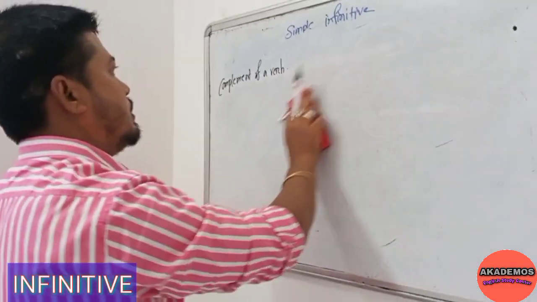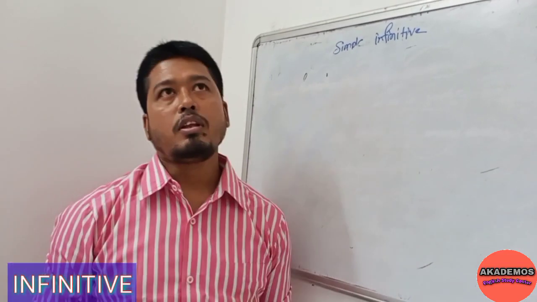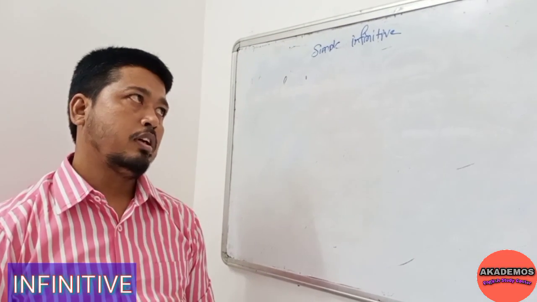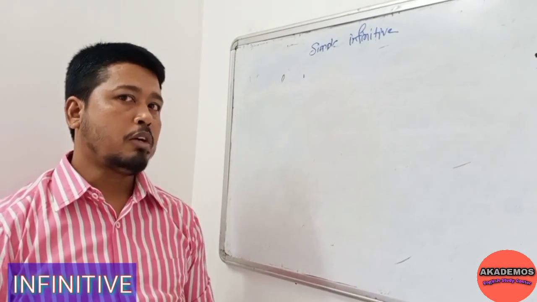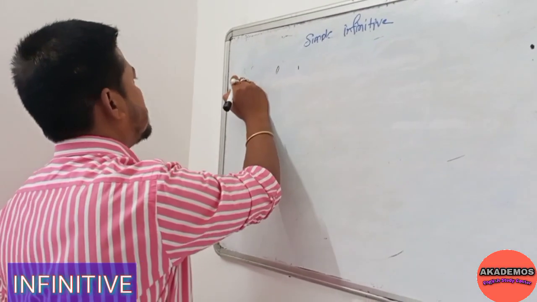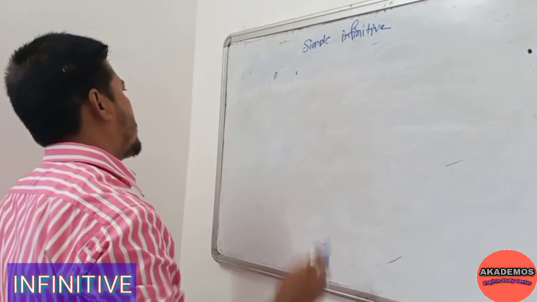Simple noun, simple infinitive. Now there are first subject of verb, object of verb, complement, object of preposition. I have discussed four.